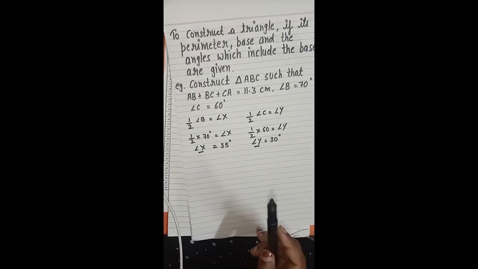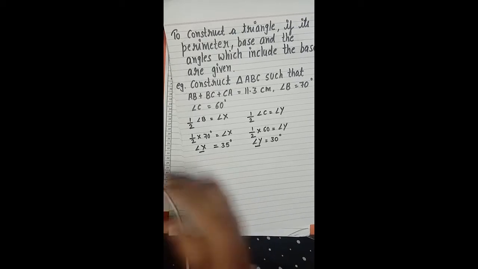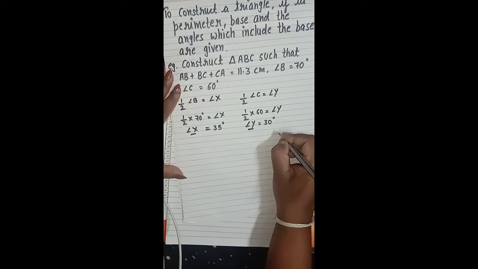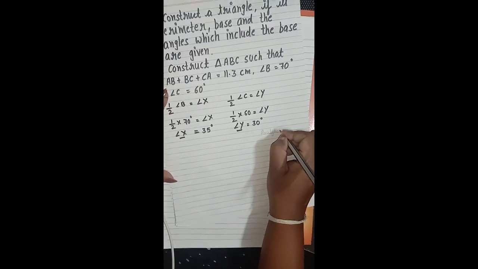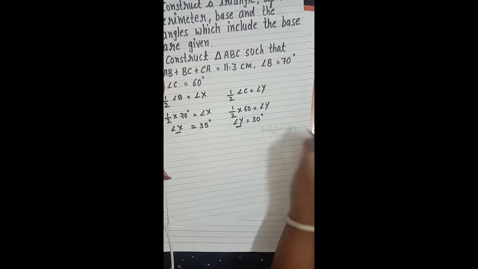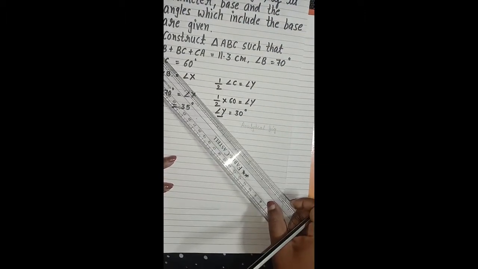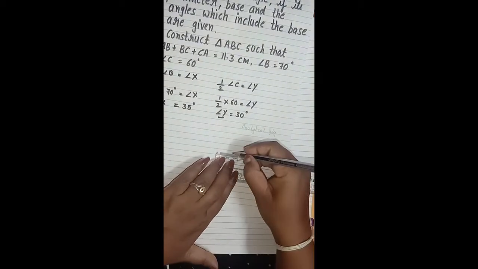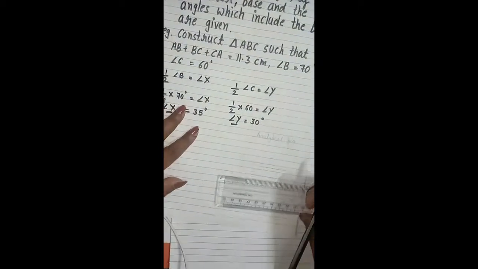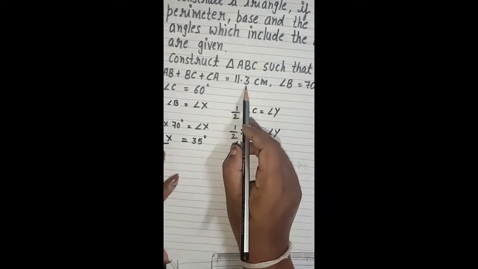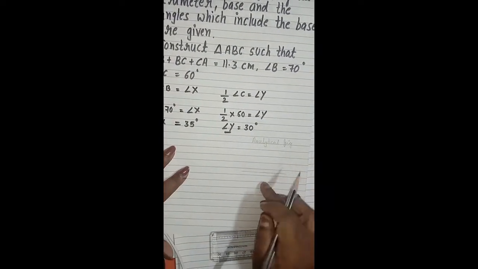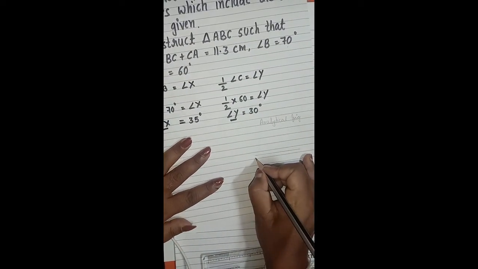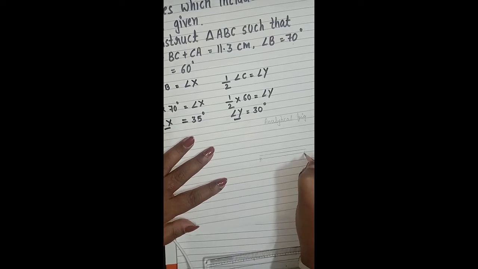Now we'll draw the analytical figure. In the analytical figure we'll draw AB plus BC plus CA as one line, which is equal to 11.3 centimeters. This is an analytical figure, so it is without measurement. Here I will write another name, I can write PQ.